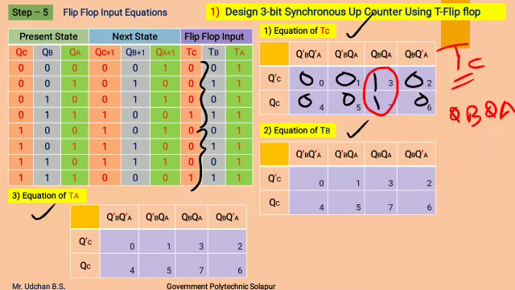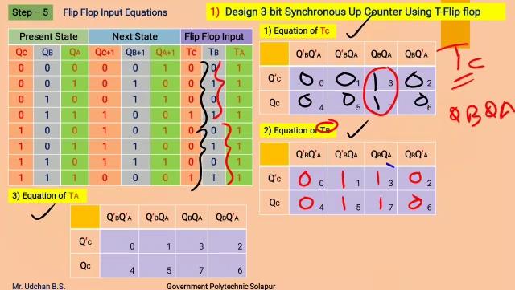After this we have to find the equation of TB. For that we have to make the entries of TB onto this K map. So here again the first 4 are 0 1 0 1, so I will write 0 1 0 1. Next 4 are also 0 1 0 1.